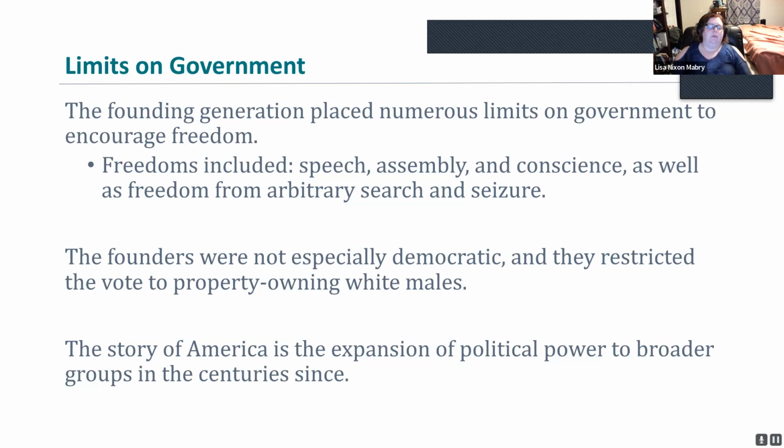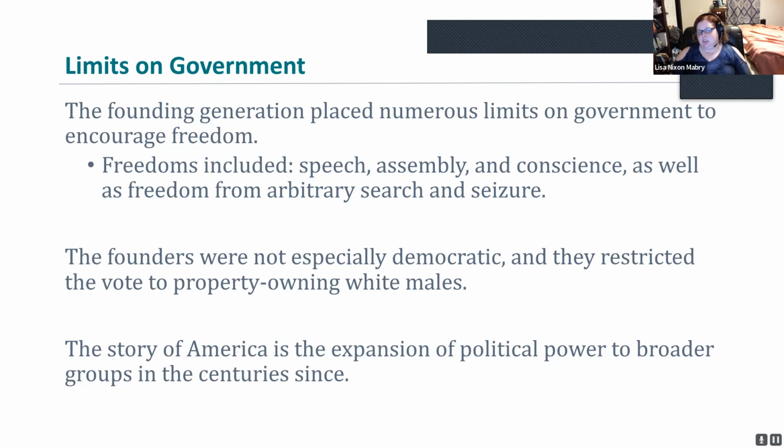And we'll get into this in more detail during the civil liberties and civil rights section, but some of the freedoms they focused on, which you guys are pretty familiar with: freedom of speech, freedom to assemble, which is like peaceful protest, and conscience, like you're free to think what you want, basically, as well as freedom from arbitrary search and seizure, where people can't just take your land without justification and without compensation.